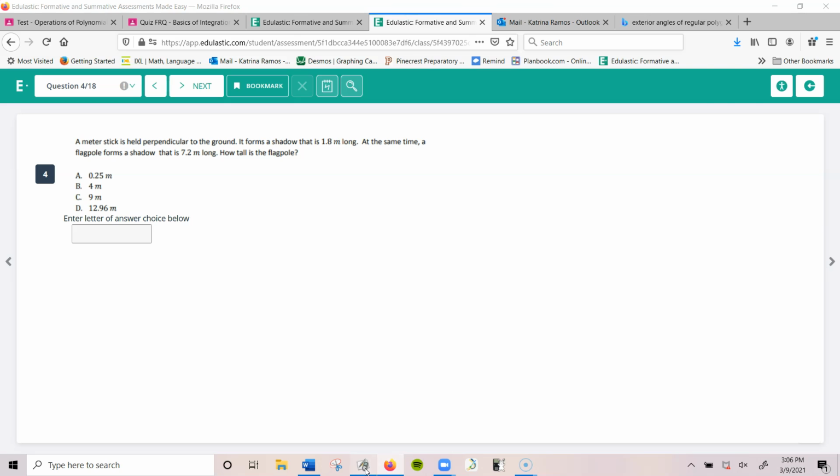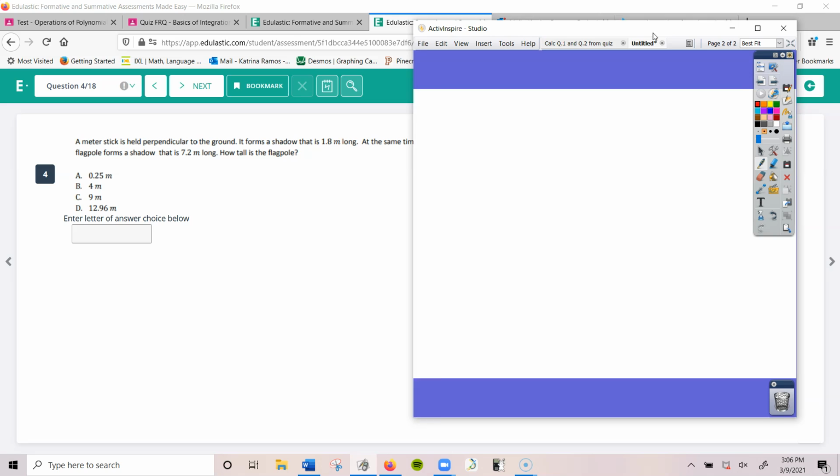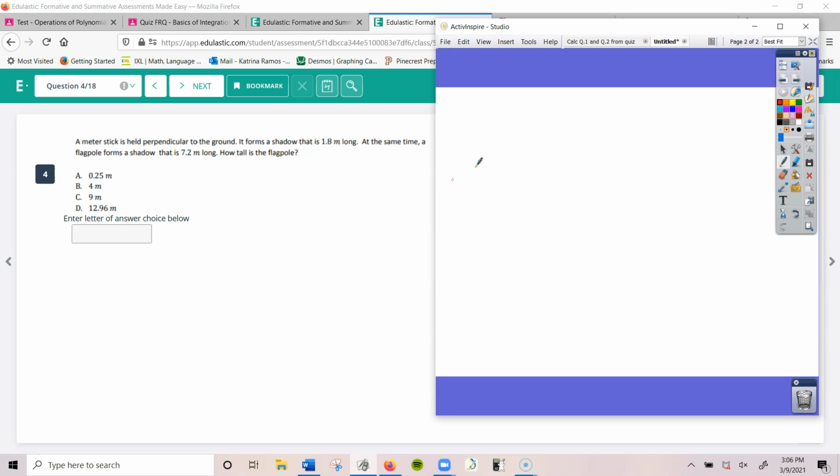Okay, so we're going to set up here a diagram. We have the meter stick, which is 1 meter, hence why it's called a meter stick. And it forms a shadow that is 1.8 meters long. So we'll say that this is the shadow, and this is 1.8 meters long. Now this, even though we don't necessarily see it right away, is a 90-degree angle because it is perpendicular to the ground, and this forms a triangle.